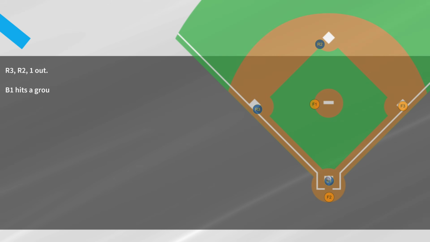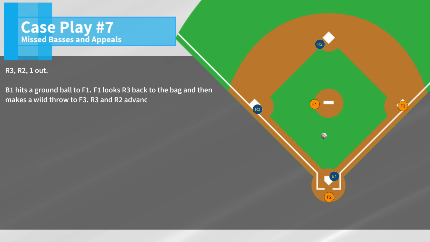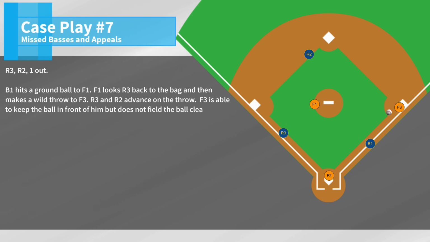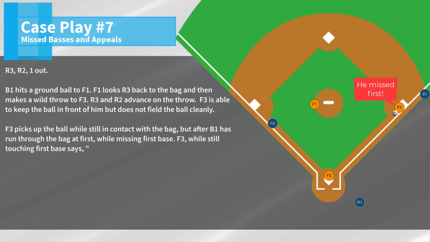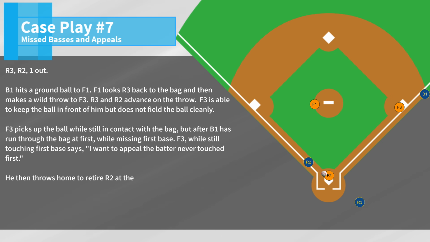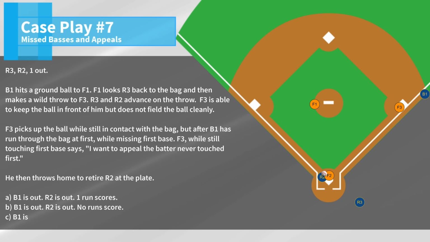Play 7. This is the same scenario, except F3, while still touching first base before throwing it home, says to the umpire, "I want to appeal the batter never touched first." He then throws home to retire R2 at the plate. Is this A, B1 is out, R2 is out, 1 run scores? B, B1 is out, R2 is out, no run score? C, B1 is safe, R2 is out, 1 run scores?